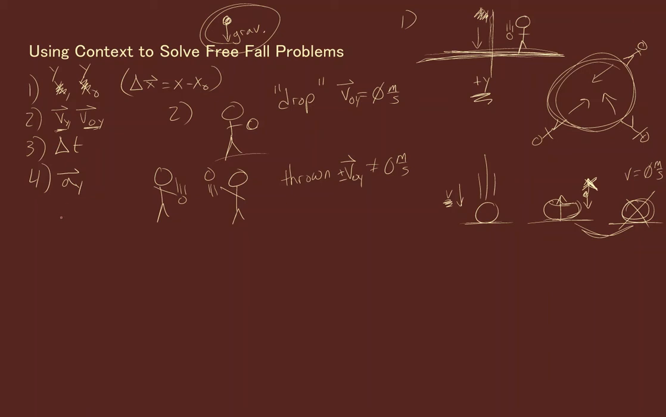All right, let's talk about number 4, acceleration. For freefall, we denote the acceleration with a g, because the acceleration is due to gravity. That's what the g stands for. It stands for the acceleration due to gravity. So it is the acceleration that is caused by the pull of gravity.